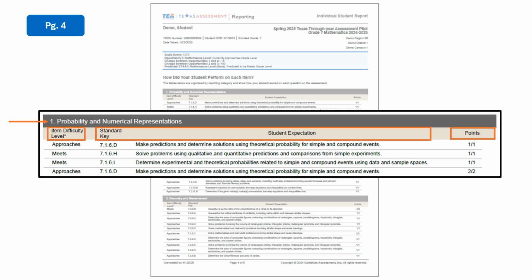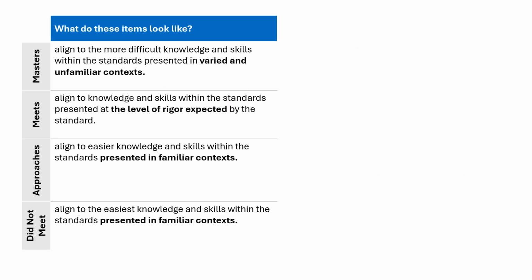The final column refers to how many points a student earned for that question. It's important to note that if a question is answered correctly, it does not necessarily mean that the student mastered that standard, as a single instance of a question cannot determine that. Let's dive deeper into what item difficulty means.